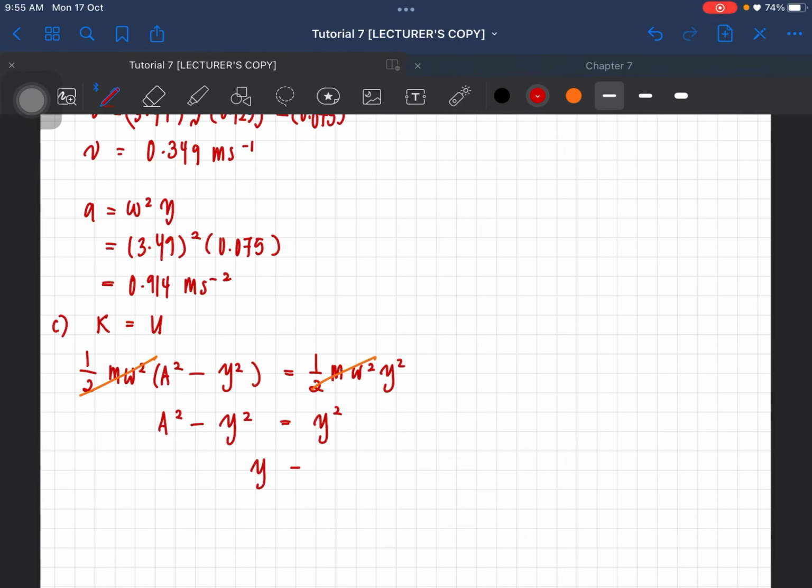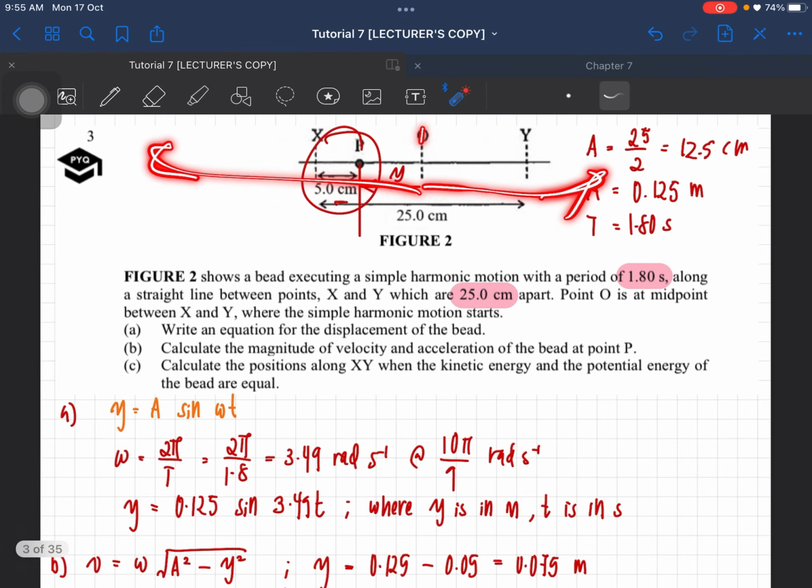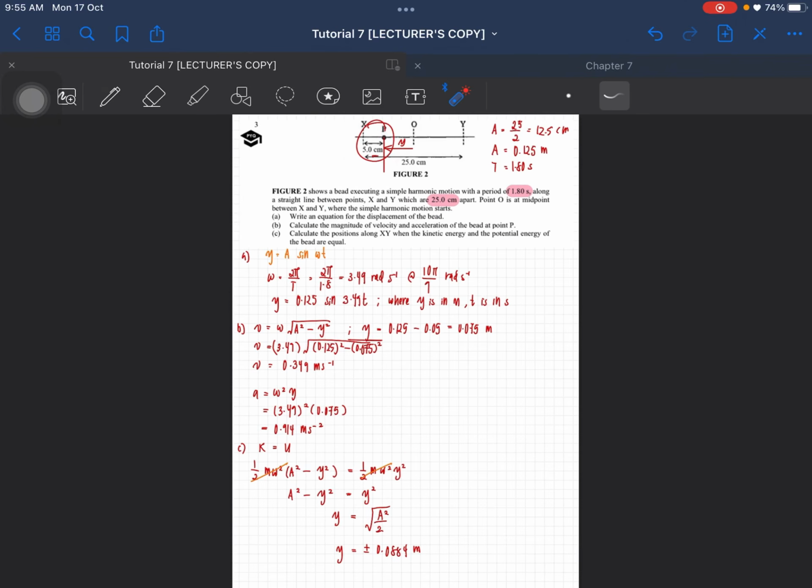Rearrange for y. It's going to be y square equal to A square divided by 2. So you will get the position where K is equal to U is when y is equal to 0.0884 meter. Why is it positive and negative? Because remember, we have the positive side and the negative side from equilibrium. So this is going to be the negative side, and this is going to be the positive side. Alright, so that is question number 3.